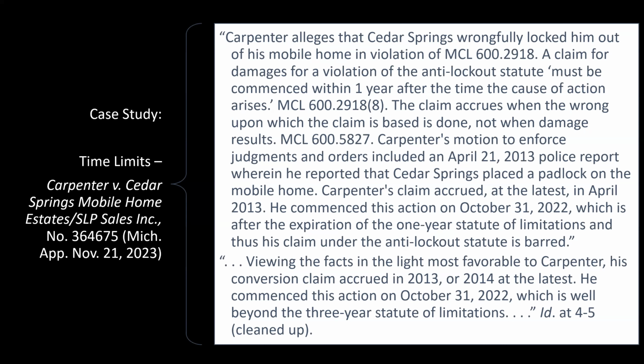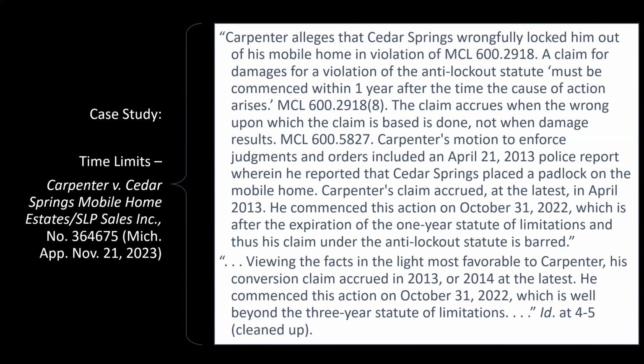And he also has a conversion claim. A common law conversion claim has a 3-year limitation. We'll see that in a second. He was way beyond the 3 years as well. As a result, the complaint was dismissed. There's also injunctive relief that can be filed in district court.